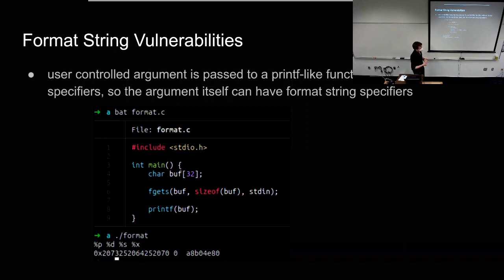This can not only be used to leak out values, it can also be used to overwrite values in memory with the %n specifier. We're not going to talk about that right now because that's going to take a while, but it's a very, very powerful bug. Honestly, one of the most powerful bugs there are. Any questions?